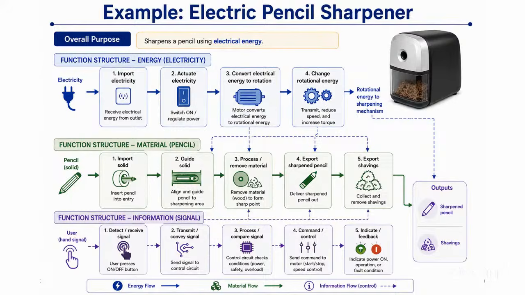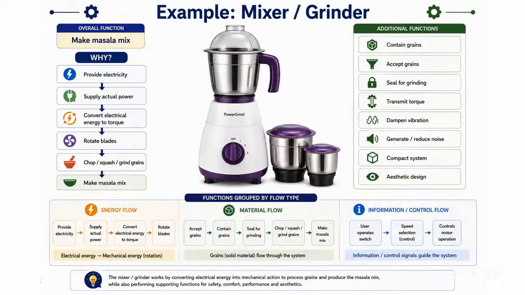I think with this discussion, it will be easy for you to take your own example and do the assignment. One more example is listed here, that is, you want to make some masala mix, let's say. So you have a mixer grinder here. You understand the overall function of this mixie first.